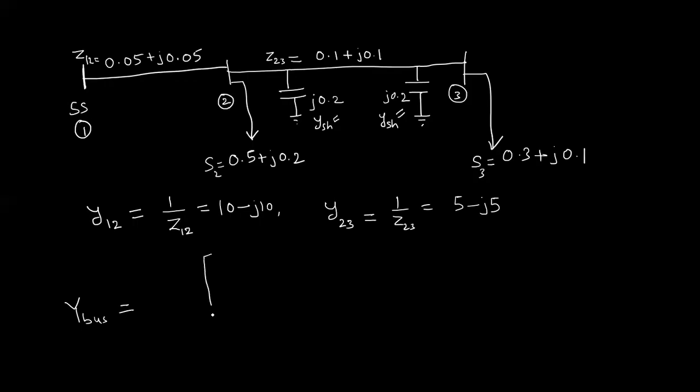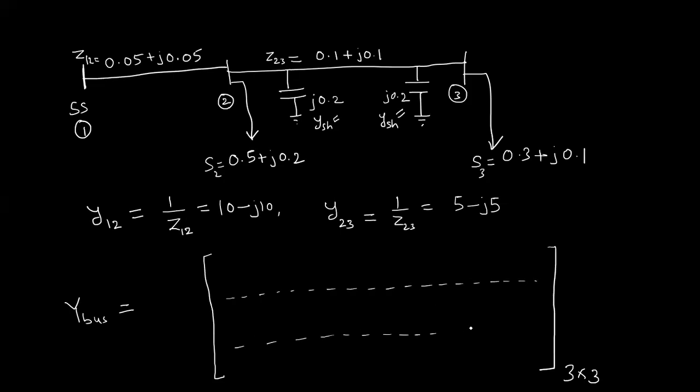So it will be a 3 by 3 matrix. Let us mark the 3 rows as placeholders, and 3 columns like this. Let us first write the diagonal entries. Y11 is the sum of admittances connected to bus number 1. The only admittance connected to bus 1 is the line y12 admittance. So this is 10 minus j10.